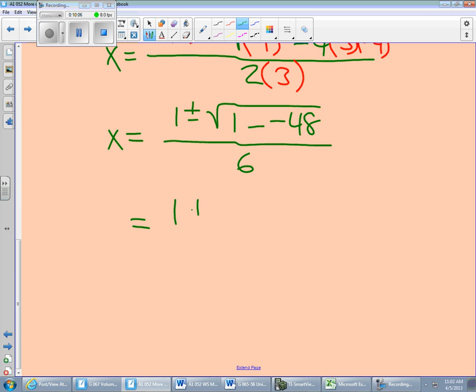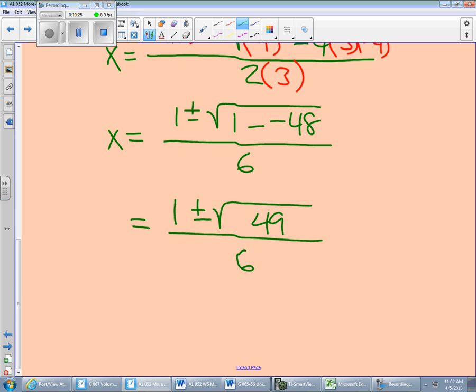Okay, 1 plus or minus. What's underneath the radical? 1 minus negative 48. What's the double negative do? Positive. So this is 1 plus 48, 49.